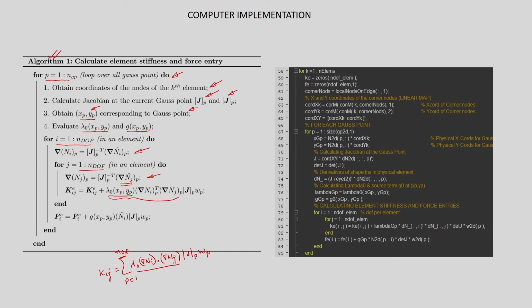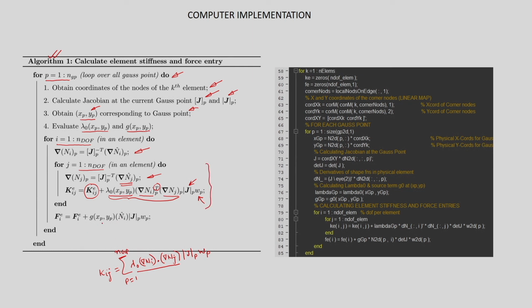So this is the conductivity at xp, yp, and the gradient of Ni at the physical point xp, yp. We are taking the transpose of it because this is the gradient of Ni dot the gradient of Nj. Then we multiply with the Jacobian evaluated at the Gauss point p and the corresponding weight at Gauss point p. Since we are looping over all p's, it gets summed up, which is why we are adding it to the same Kij. Then the loop for j closes.